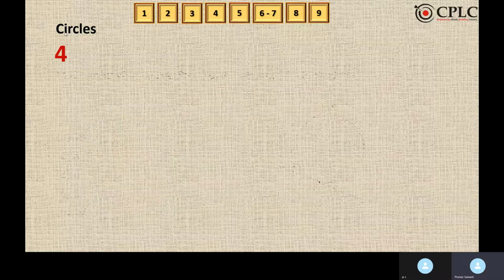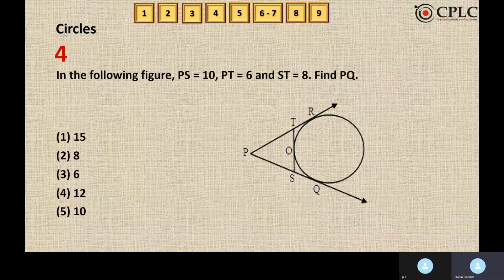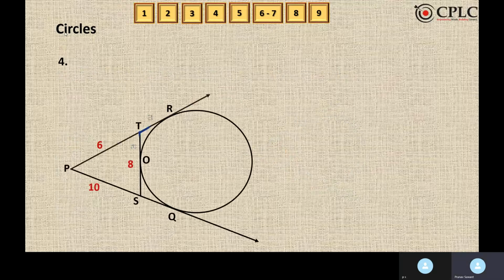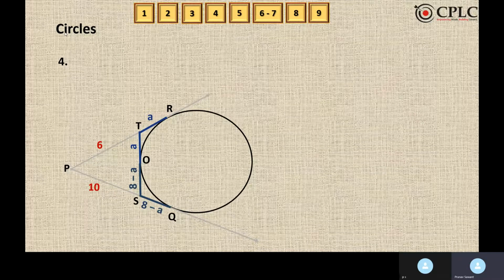Moving to the next question. In the following figure, PS is 10, PT is 6, ST is 8. Find PQ. Now, let us assume this as a and a. Now, we can take them as tangents. So the opposites are going to be 8 minus a and 8 minus a.